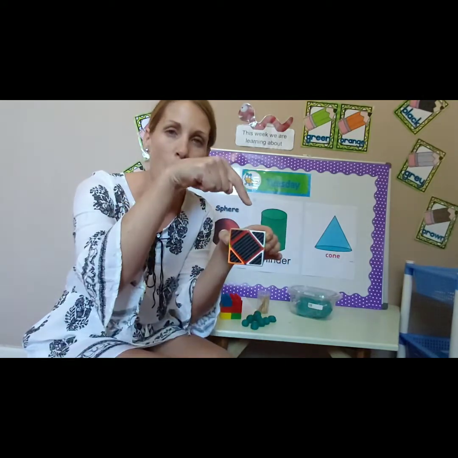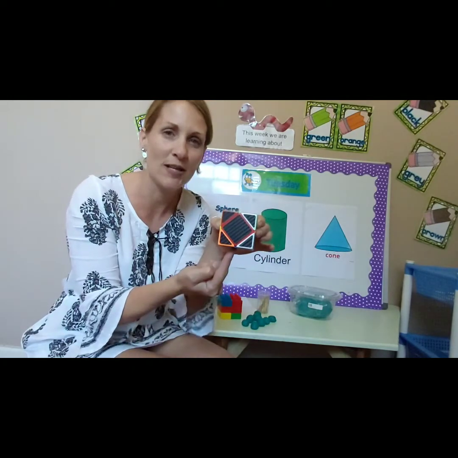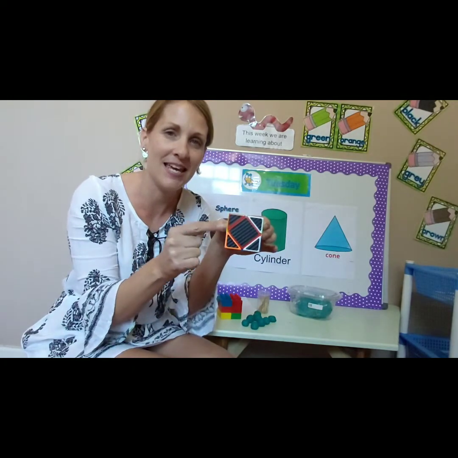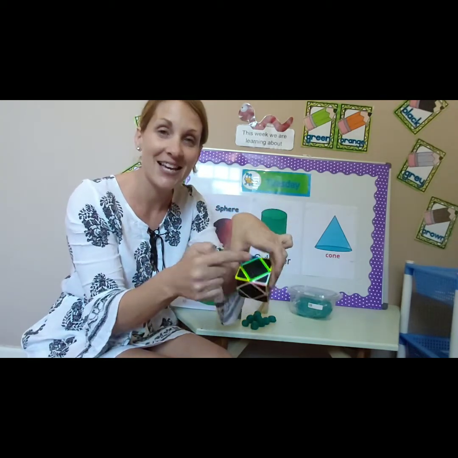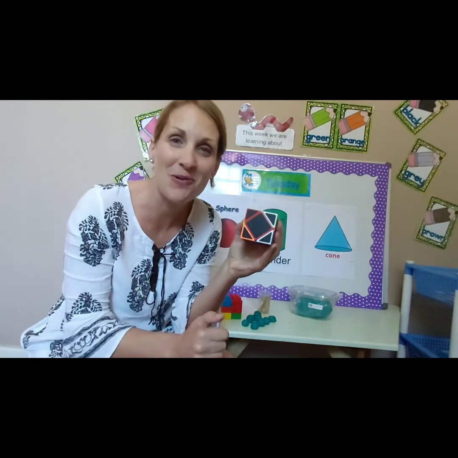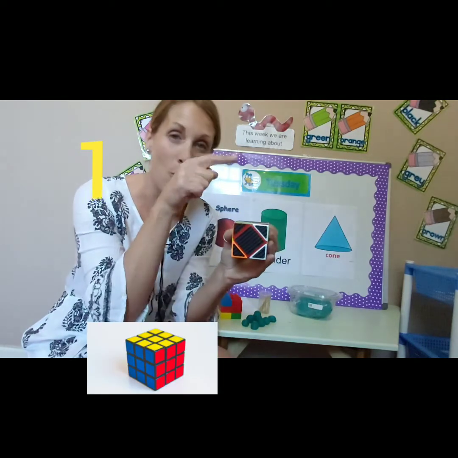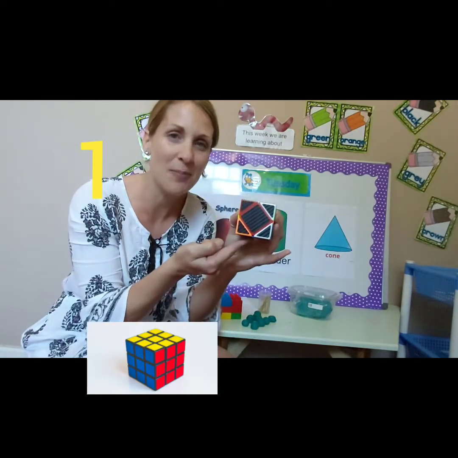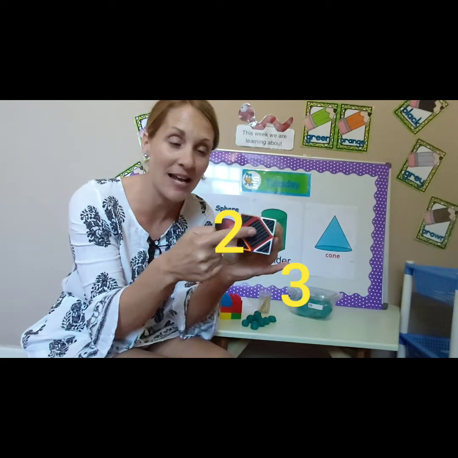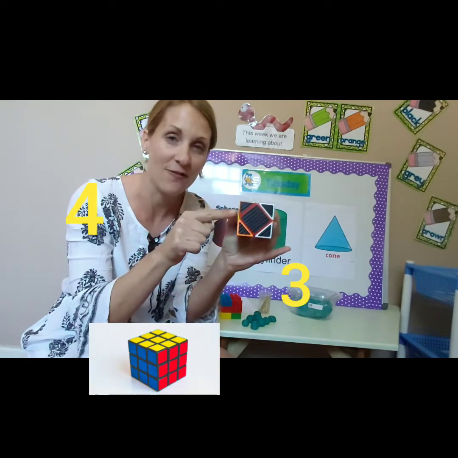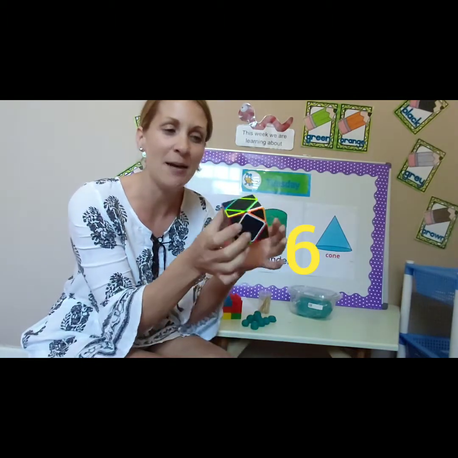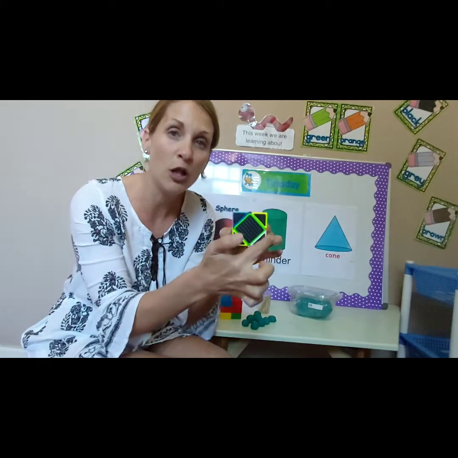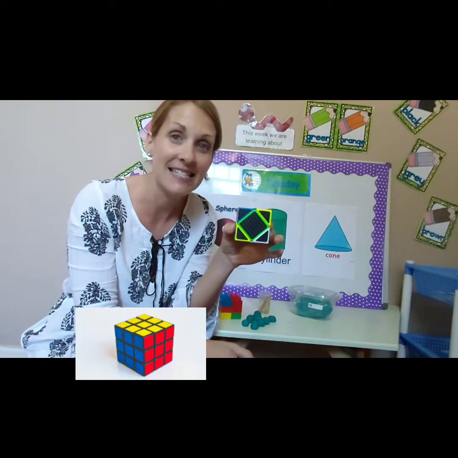Let's count. 1 at the top, 2 at the bottom, 3, 4, 5, and 6. So a cube is made out of 6 squares. Let's count again. 1 at the top, 2 at the bottom, 3 in the front, 4 at the back, and 5 and 6 on the sides. And you can see as I move the cube, they all look exactly the same.